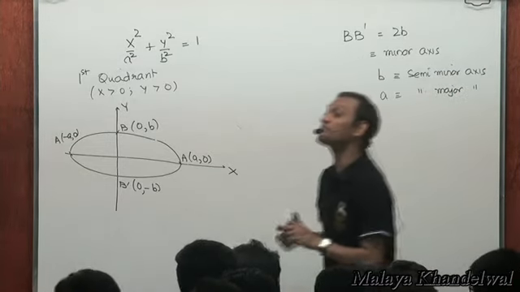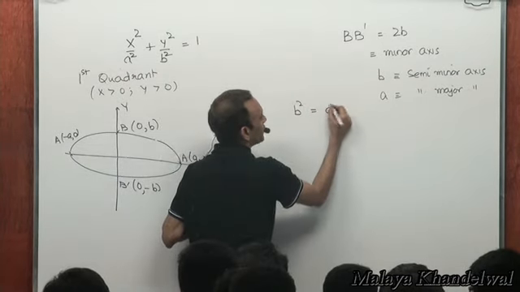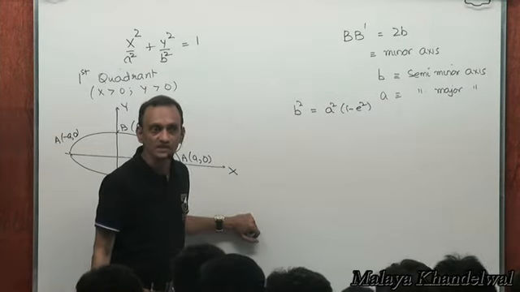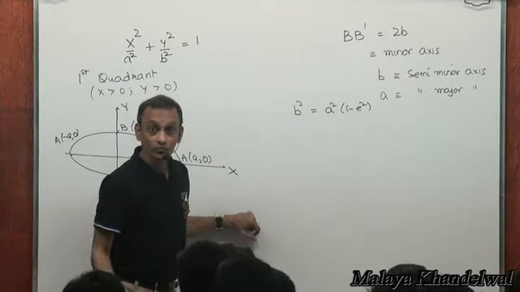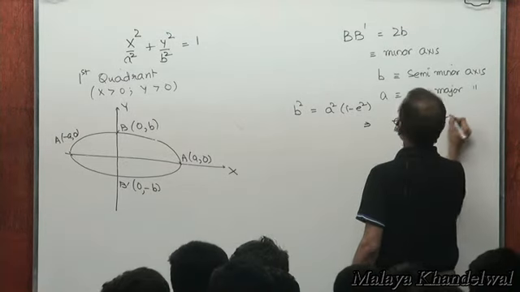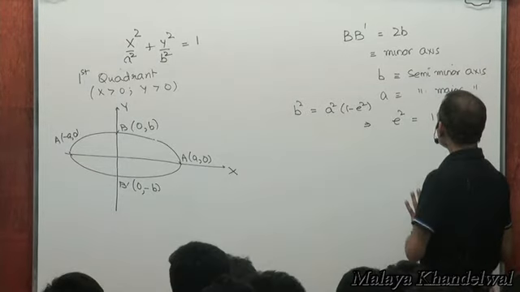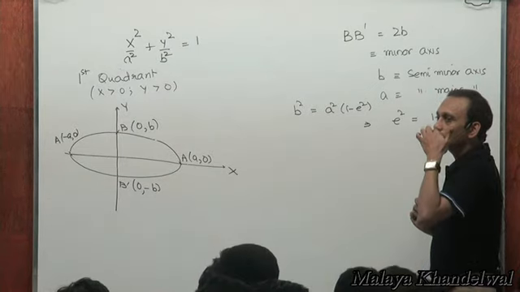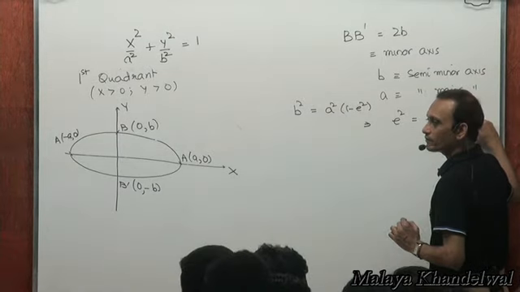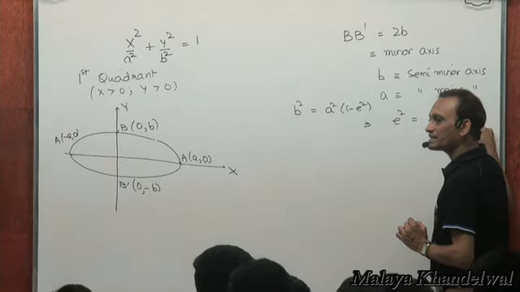And the relationship between the semi-minor and the semi-major axis is b squared is a squared into 1 minus e squared, where e is the eccentricity of the ellipse. Yes or no? In fact, e squared then turns out to be 1 minus b squared by a squared. Right? One thing, b is less than a. Now, if you keep decreasing b, what would happen to the eccentricity?